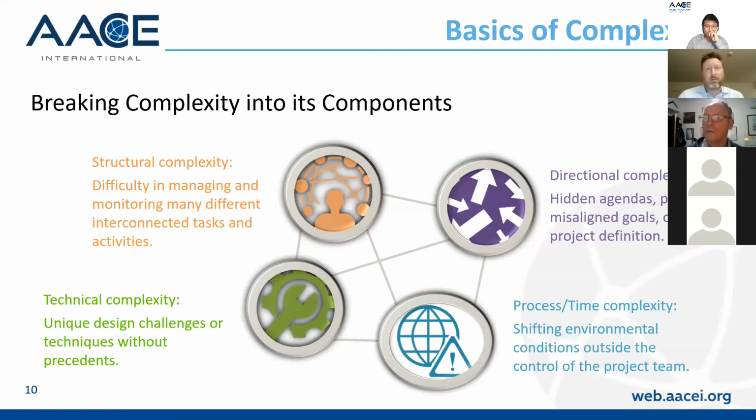Starting on the top left, that's structural complexity. That is difficulty in managing and monitoring many different interconnected tasks and activities. Technical complexity, that's unique design challenges or techniques without precedent. Directional complexity, those are politics, misaligned goals, poor project definition. And process time complexity, the shifting environment conditions outside of the control of the project team. And a good example of that is COVID.